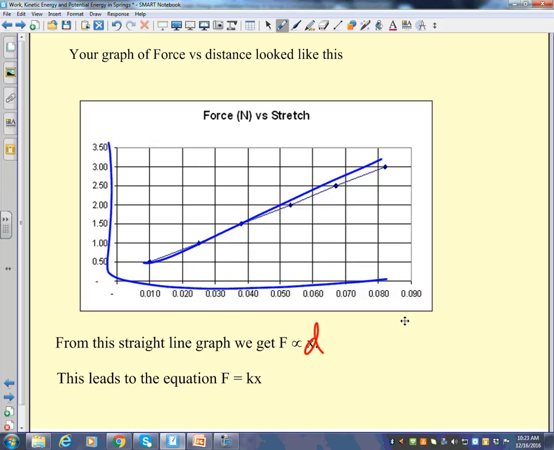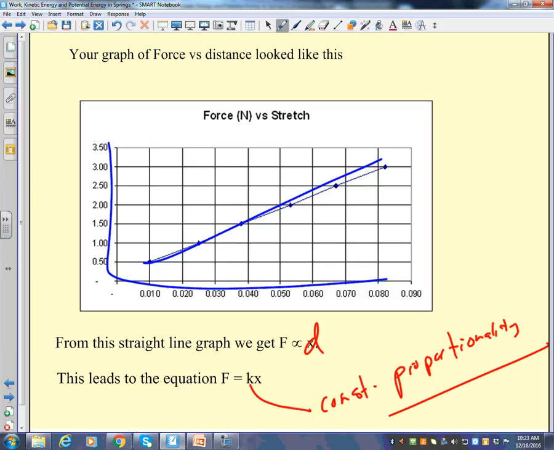I've introduced you to this little process before, where you take a proportionality statement and you replace it with an equals, but then you have to put in this k value. What is it? Anybody remember? Constant of proportionality. It's the number that makes it work.